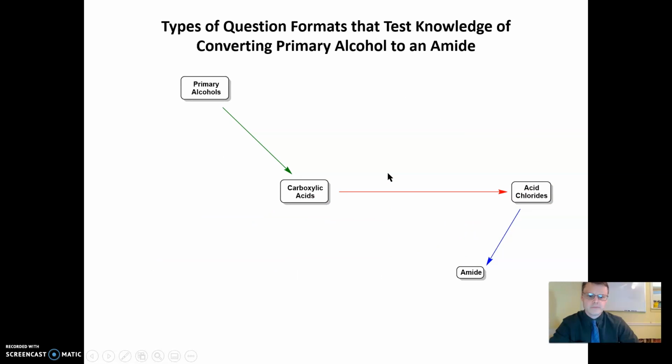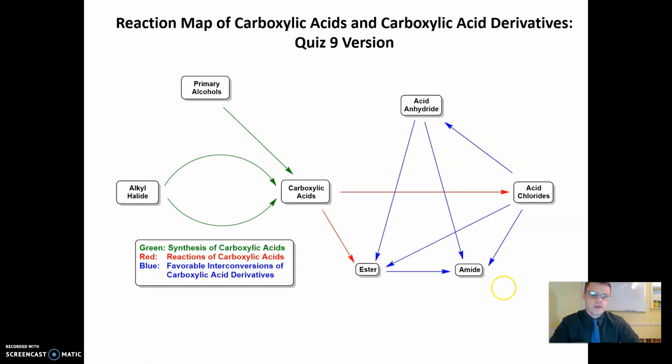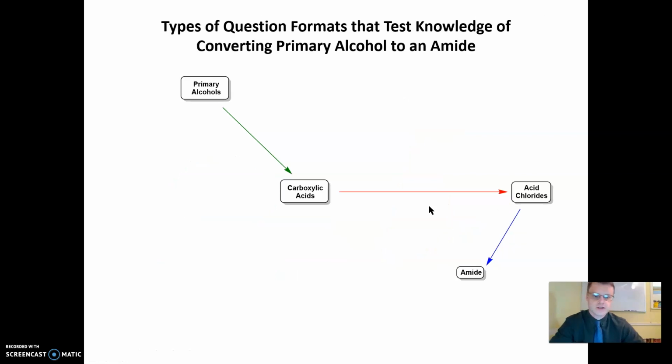Okay. And so we can use this map to think about different ways of testing our knowledge of getting from one group to another. Let's say I wanted to write a question where I wanted to see if you were able to get from a primary alcohol to an amide. Well, based on my reaction map, I could see that I've got this route here. That's a possibility. And then I can start filling in reagents, or not filling in reagents, and I can write different questions.